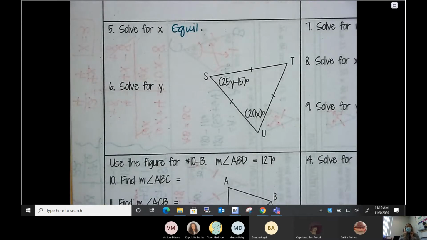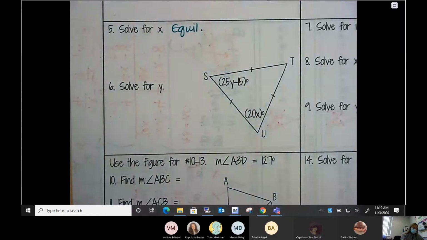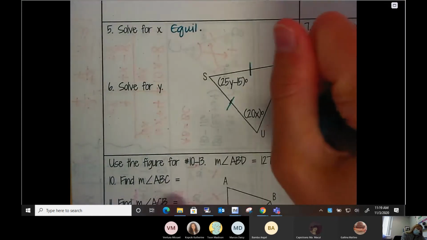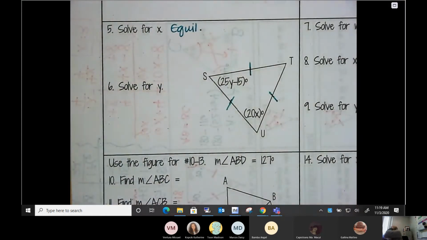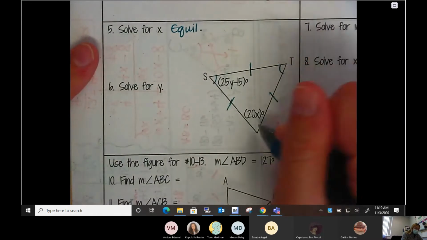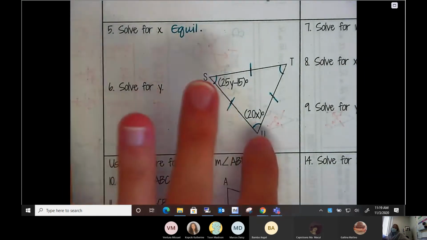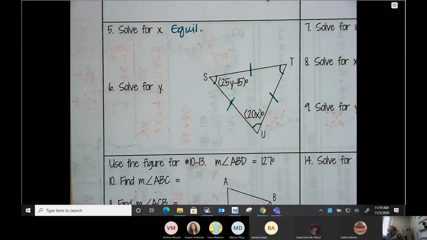Now, this one's a little different because I have 2 variables this time. I know in an equilateral triangle, all 3 sides are the same, and what else? All 3 angles are the same. So angle S, angle T, angle U are all exactly the same. Now, that would be great if I had 2 of the same variable, but I've got one with a y and one with an x. What do you think I should do?